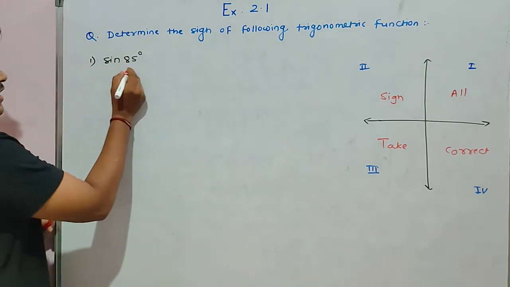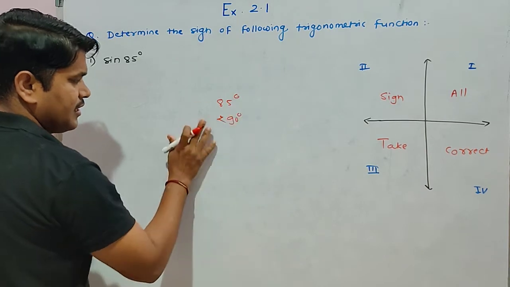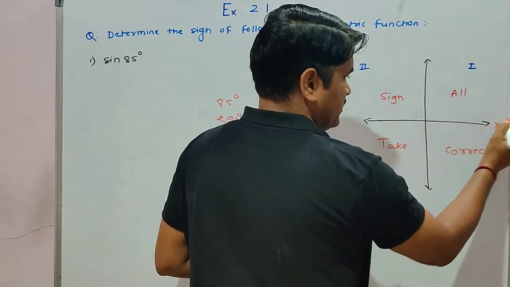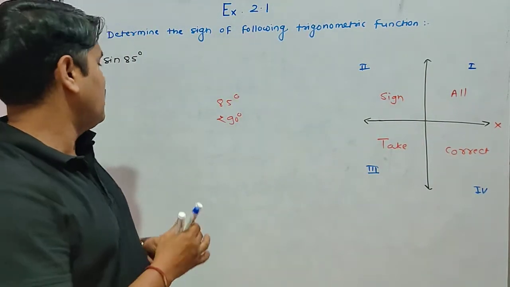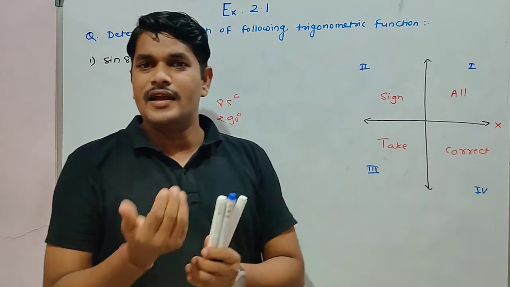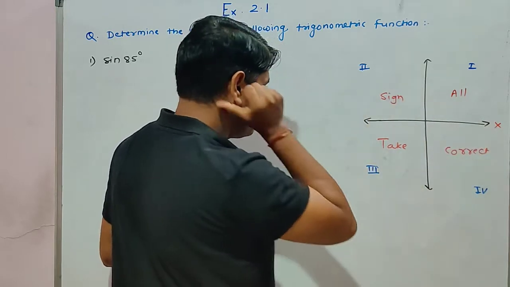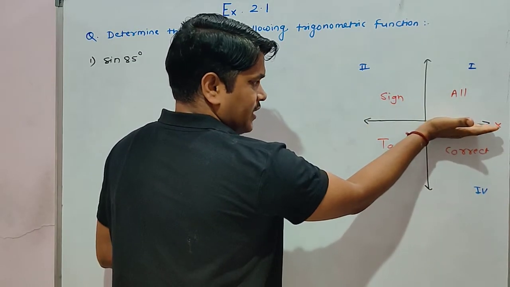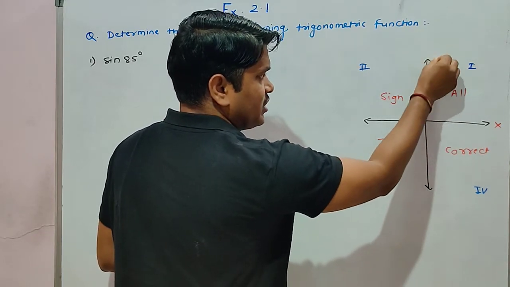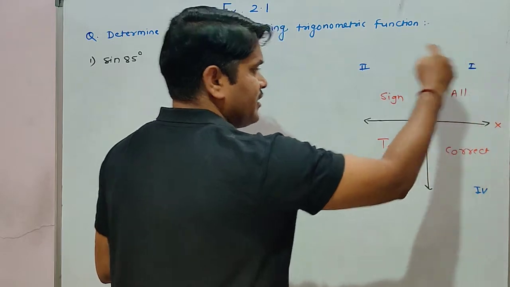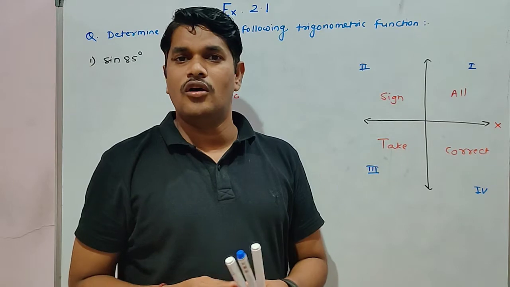So sin 85. 85 degree is less than 90 degree. Suppose this is our x-axis, because we are measuring all angles from the x-axis, so this is our initial ray and the terminal ray lies here. This is our theta. Theta lies in the first quadrant. In the first quadrant, sin, cos, tan are all positive.